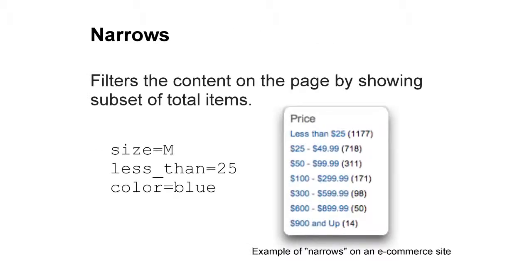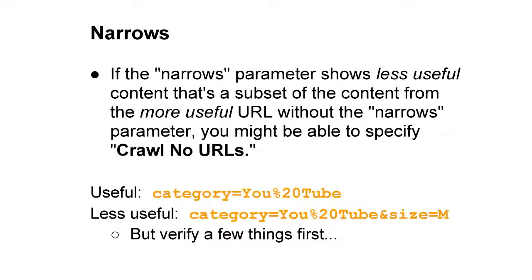The second parameter that I'd like to cover is the narrows parameter. Narrows filters the content on the page by showing a subset of the total items. So you probably see this on an e-commerce site where in the navigation, a user is able to select if they only want to see items that are less than $25 or $25 to $49.99. All of this is narrowing the content of the total items. Examples of the narrows parameter are size equals medium, less than equals 25, or color equals blue.